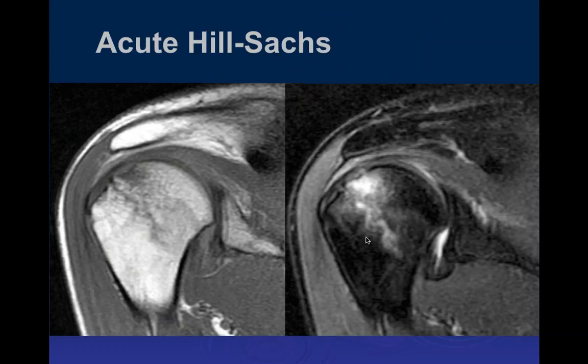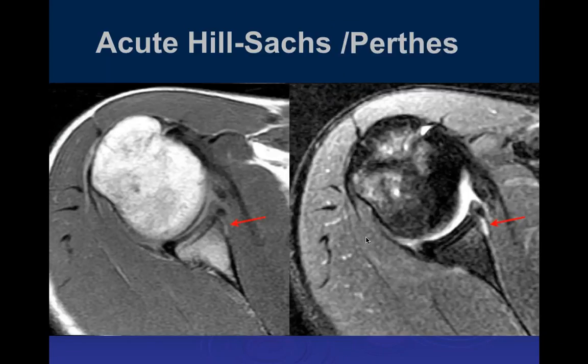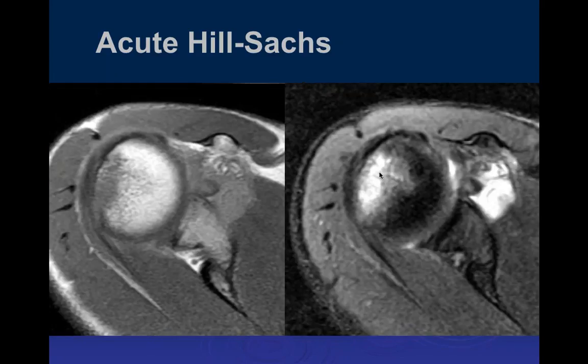And here we can see acute marrow edema from an acute Hill-Sachs lesion. We've seen plenty of these. Okay. So here we can see edema, very typical of the posterior superior aspect of the humeral head where we see Hill-Sachs lesion. And here we can again see the same thing. We follow this further down. So we know this patient has had an acute anterior dislocation.